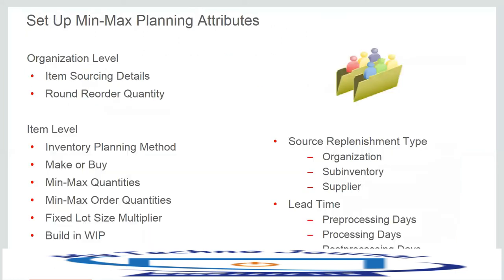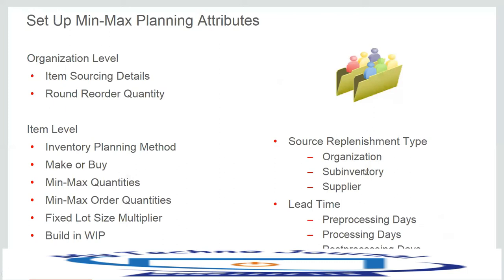Setting the attributes at the organization level, you can set the source, you can set the reorder quantities. At the item level, you can set the planning method, whether it is min-max or not planned. Then make or buy code, what is the minimum and maximum quantity, what are the minimum and maximum order quantities, MOQs, your FLM, fixed lot size multiplier, build-in WIP, and what are the different sources.